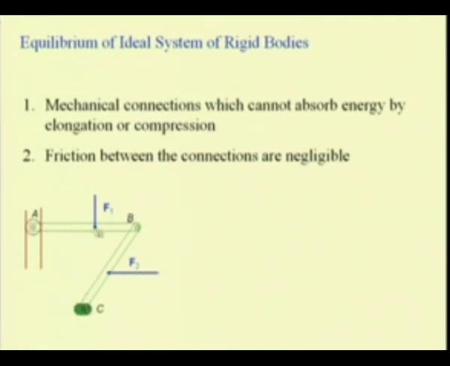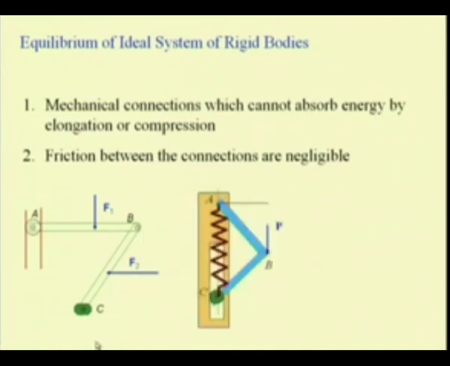If we assume that these are rigid, that is AB and BC are rigid, thereby they do not elongate or deflect and absorb energy, as well as if we assume that the contact between the roller and these guide ways is very smooth or lubricated, as well as the pin connections at C and at B are well lubricated such that the friction that exists is negligible, then this system can be idealized and can be stated to be an ideal system of connected rigid bodies.